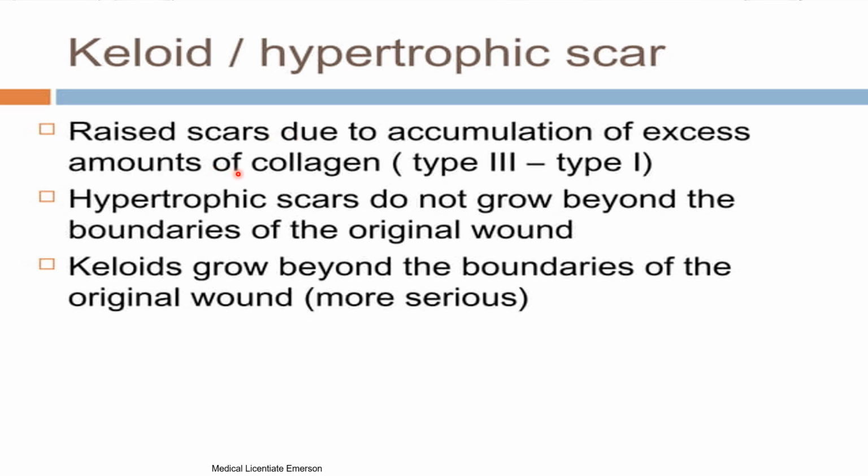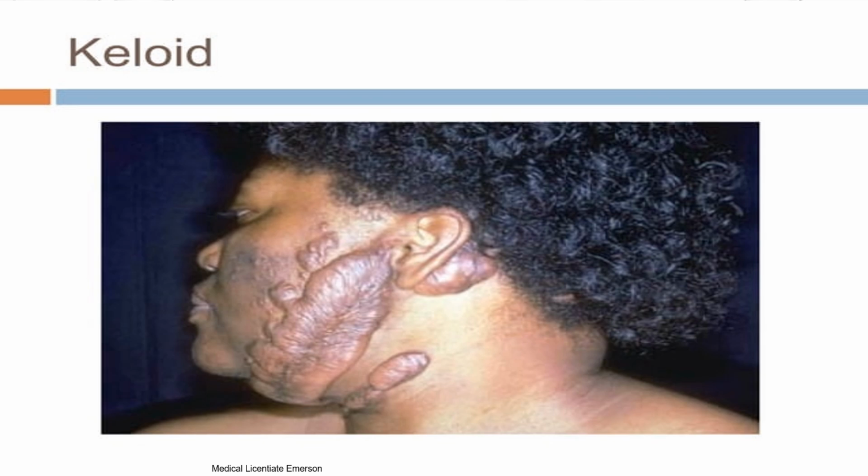excess amounts of collagen, specifically type 3 replaced by type 1. The hypertrophic scars do not grow beyond the boundaries of the original wound. Other teachers will even tell you that they actually stop growing, and don't go beyond 6 months. But keloids are more serious because they grow beyond the boundaries of the original scar, and they can even grow for more than 1 year. They are still just growing. Okay, so that's about keloids or hypertrophic scars.